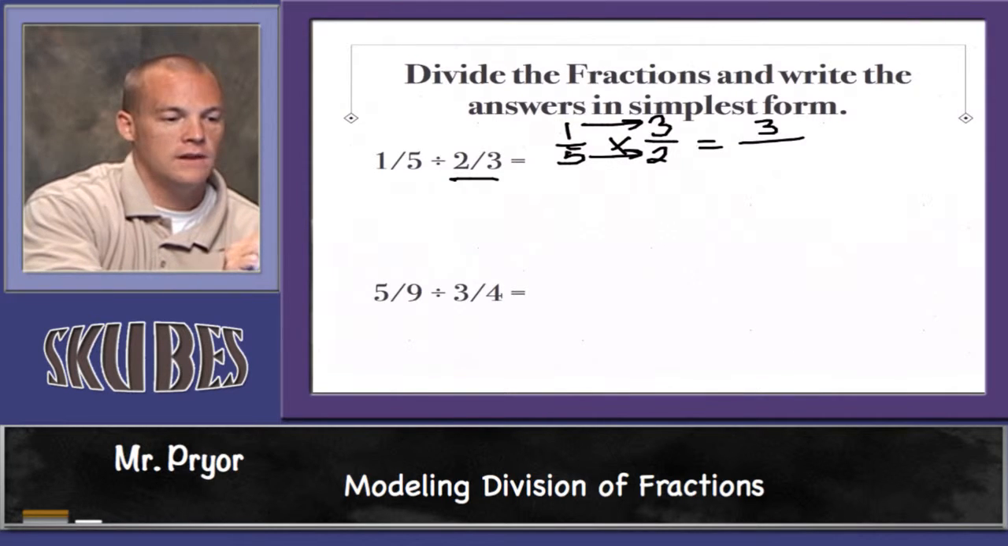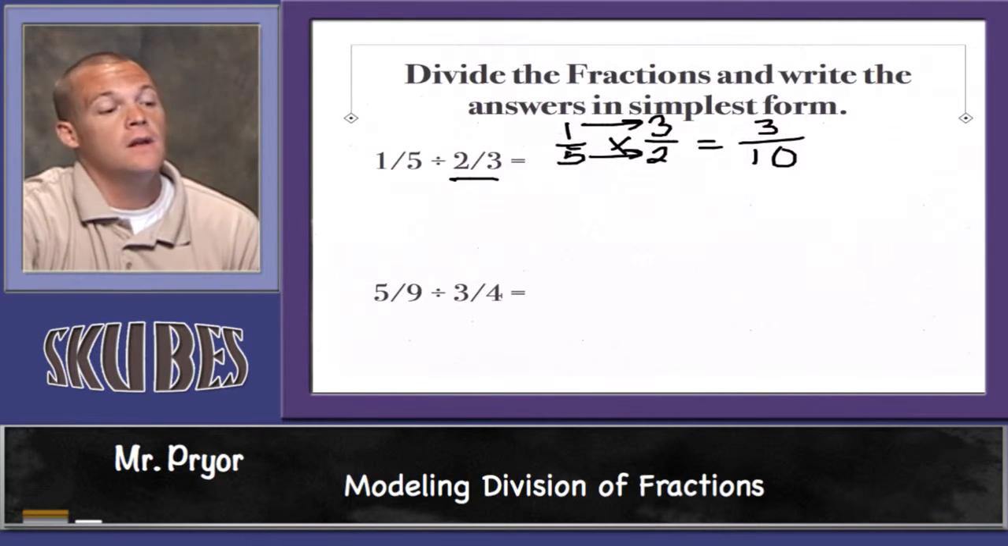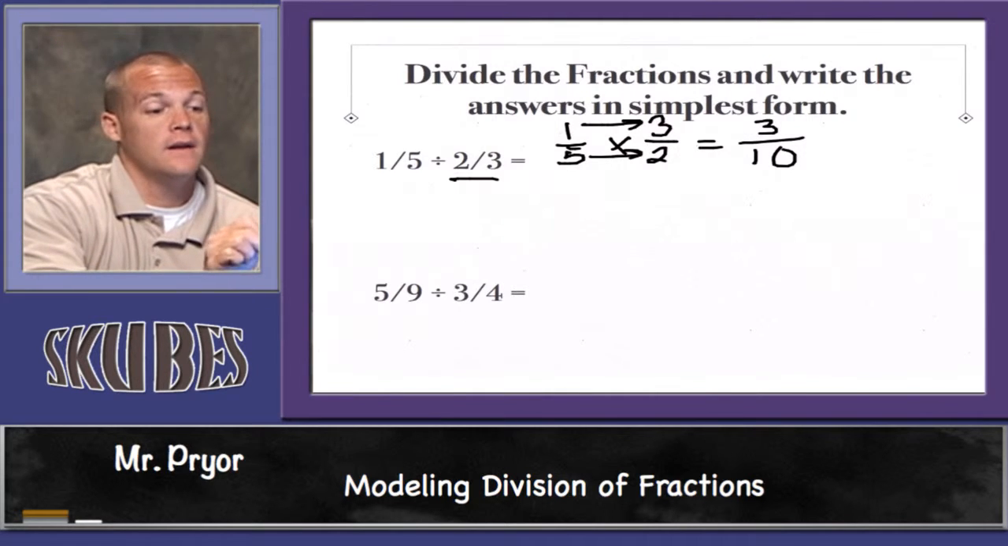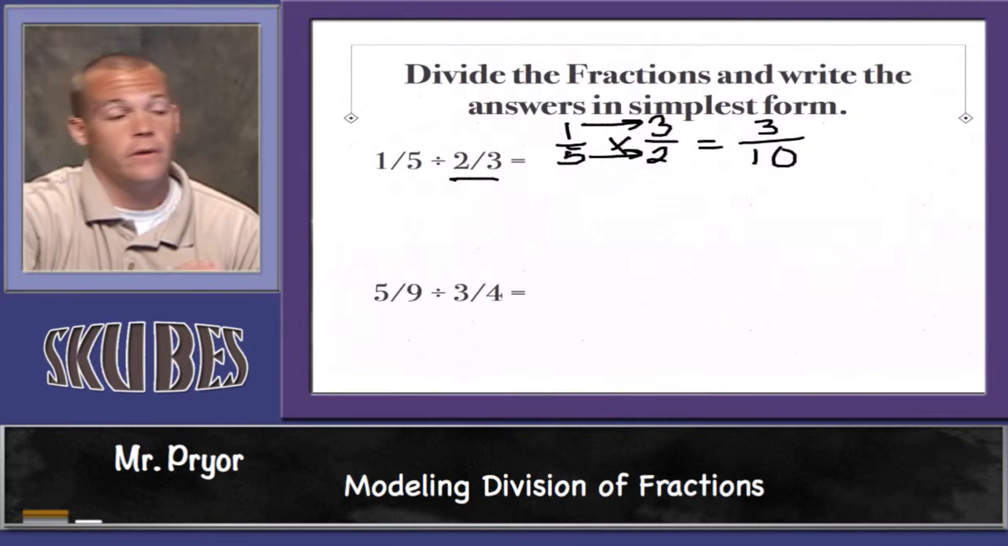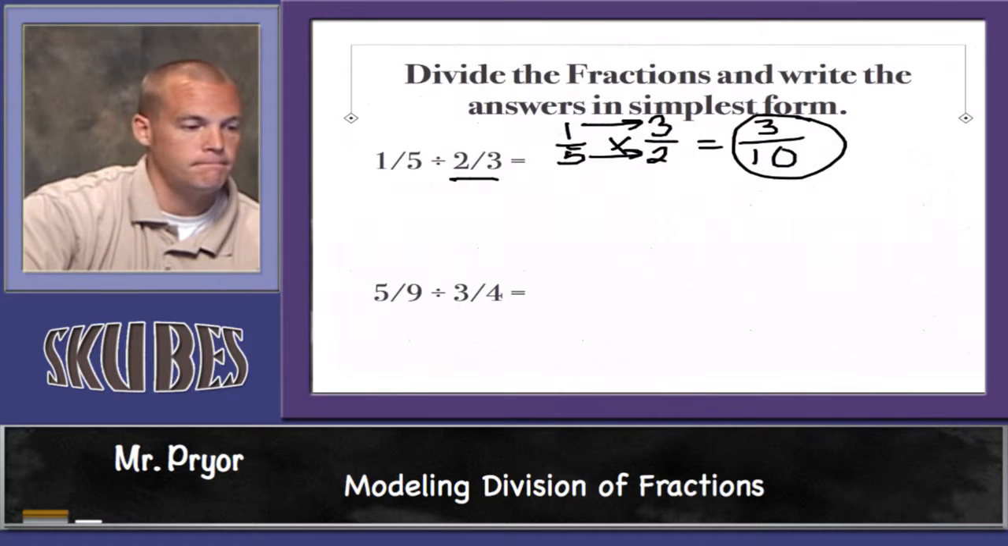5 times 2 is 10. And keep in mind to always look at your final product here, or your final quotient, to make sure that you don't need to simplify. You may have to simplify. In this case, is there a number that goes evenly into 3 and 10? No. So you are finished at 3/10.